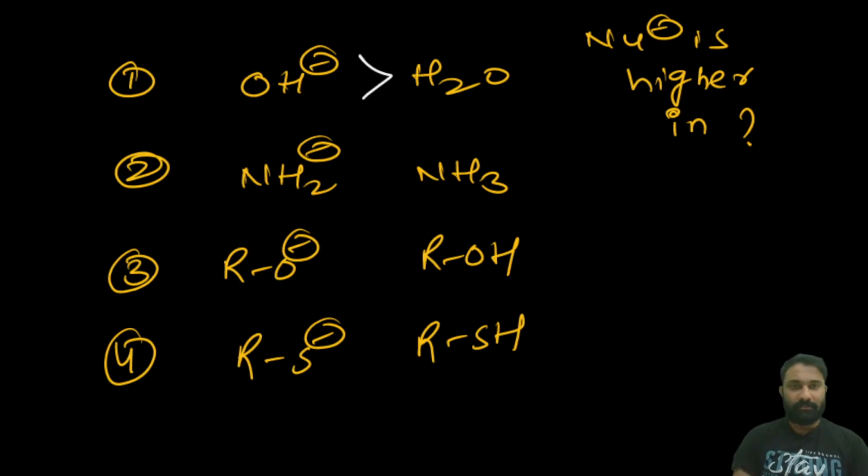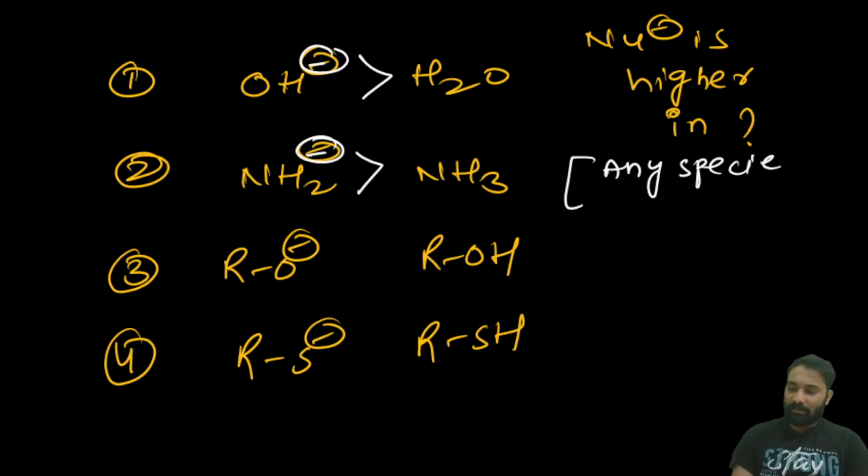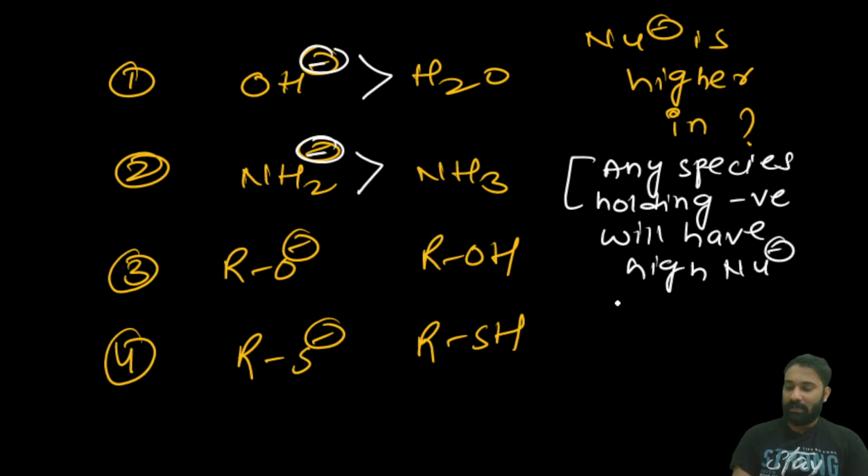Second one, NH2 minus. Here, any species bearing a negative charge has higher nucleophilicity than the neutral one. Any species holding a negative charge will have high nucleophilicity. Same order for all. Done.